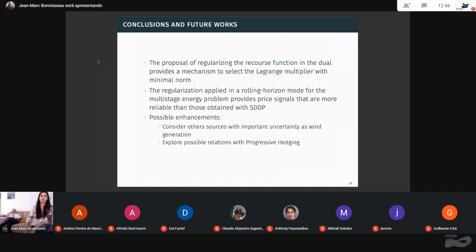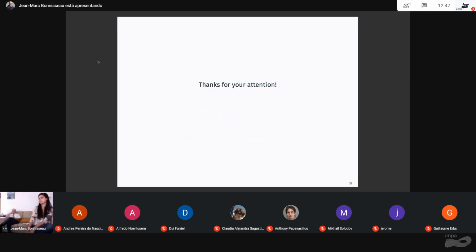So about the conclusion and the future works. The proposal of regularizing the future cost function in the dual provides a mechanism to select the Lagrange multiplier with minimal norm. The regularization applied in a rolling horizon mode for the multi-stage energy problem provides price signals that are more reliable than those obtained with SDDP. And some possible enhancements consider other sources with important uncertainty, such as wind generation, and explore some possible relations with progressive hedging. So thanks for your attention.